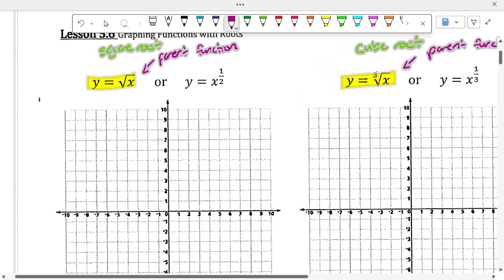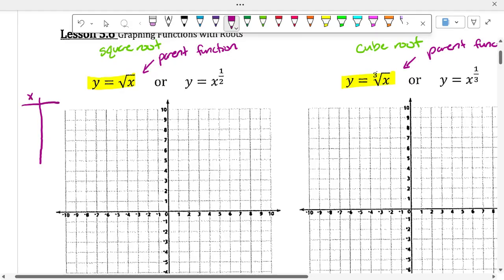So we're going to start by making a table. Now, I want you guys to think logically about this. For x, what would make the most sense to put as values for x? That'll make it very easy to graph. Not whole numbers. Whatever number we put in for x, we're then going to square root it to get our y. So what numbers would make the most sense to put in for x?